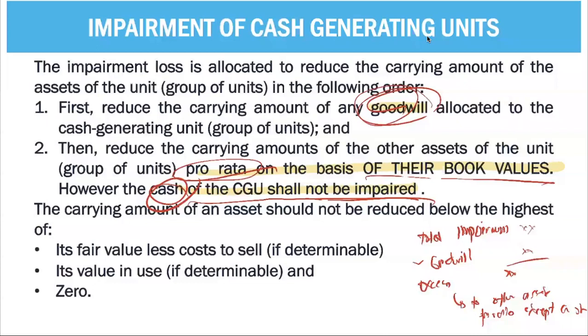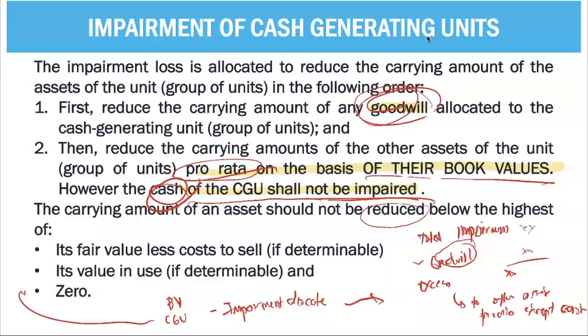And take note, the carrying amount of the asset should not be reduced below the highest of fair value less cost to sell, value in use, and zero. In short, when we apply now the impairment, let's have the book value of the CGU less the impairment allocated. How do we allocate the impairment again? We follow this rule. First to goodwill, then to other assets pro rata except cash. After you allocate it, the CGU value versus impairment allocation should not be reduced below the highest of FVLCTS, value in use, and zero.